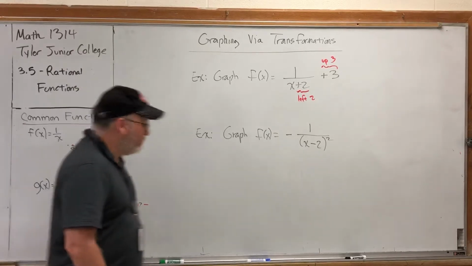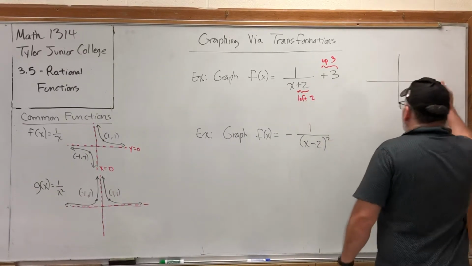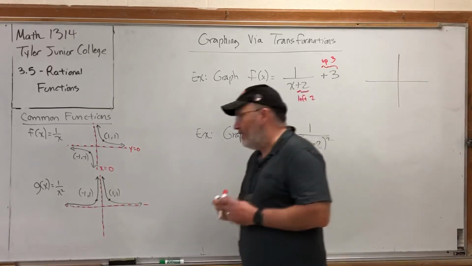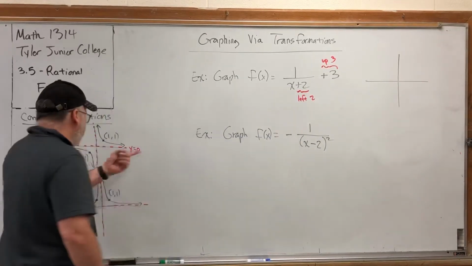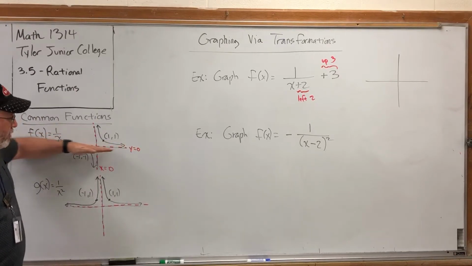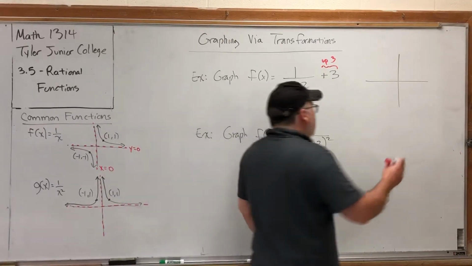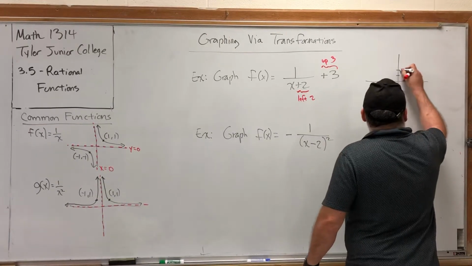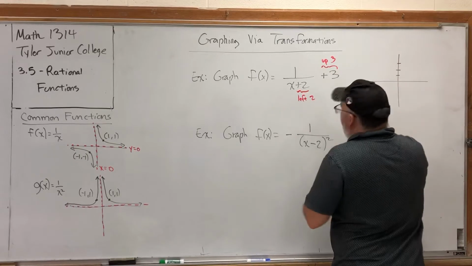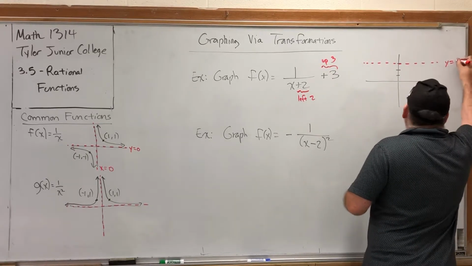Let's start with the asymptotes. The asymptotes should be drawn first because you sketch your graph around them. Let's start with y equals 0, aka the x-axis. If we move that to the left 2, it's still on the x-axis, but then if we move it up 3, then it's up 3. So 1, 2, 3, and we will have a horizontal asymptote at y equals 3.